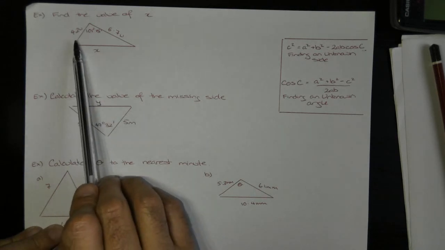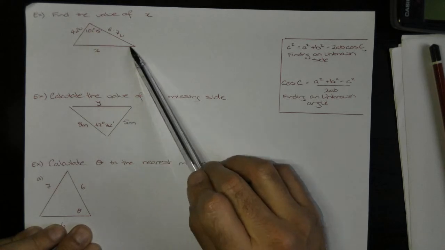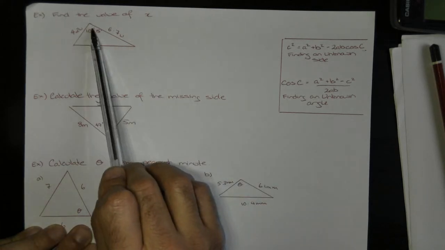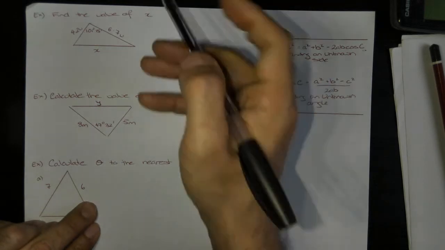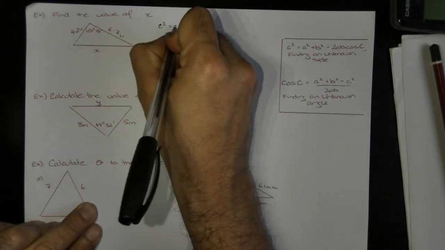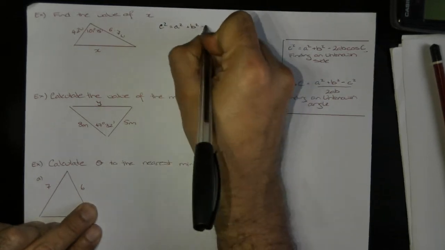So here we have the perfect thing. We have the two known sides. We have an angle in the middle, and we want to find the opposite side. So using the formula, c squared equals a squared plus b squared minus 2ab cos C.